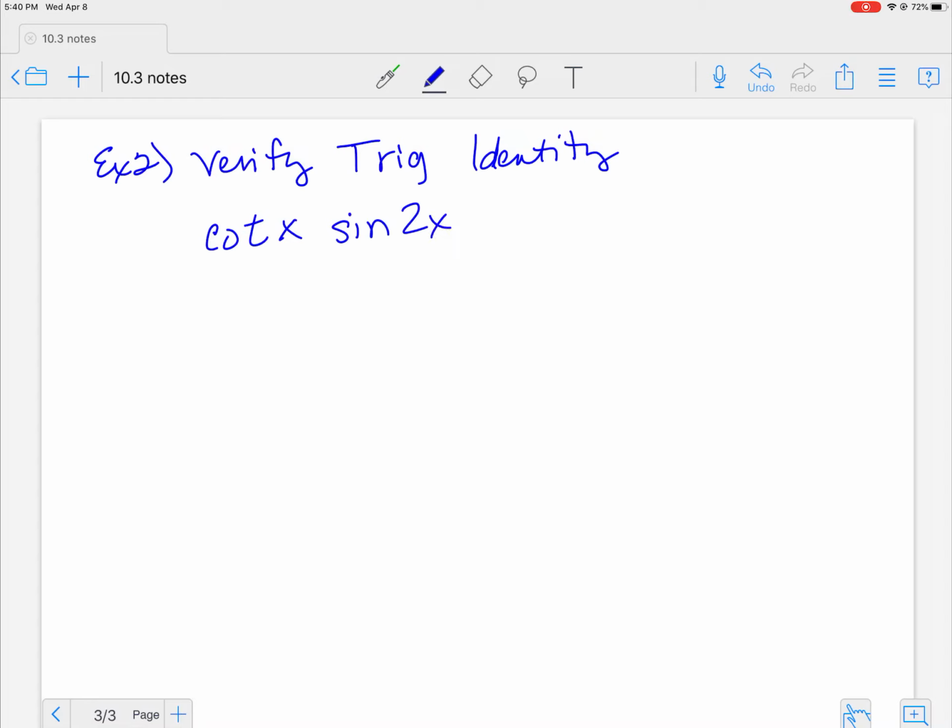All right, we just want to practice more of this verifying trig identities. Just practice, practice, practice, right? It's a thought process. So here's example 2. We're going to verify this trig identity: cotangent x times sine 2x equals 1 plus the cosine of 2x.